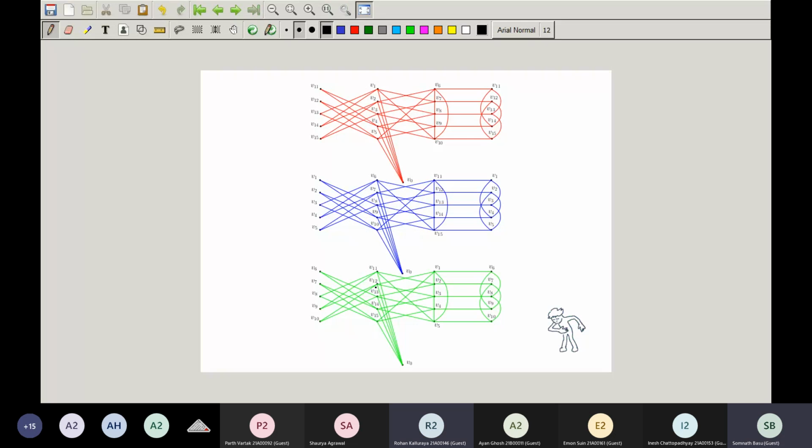Sir, I have a question. Sure. Sir, are all 3 graphs the same and colored with 1 color only, right? All 3 graphs are the same? No. They're not the same. As I said, you have to look at the vertices.